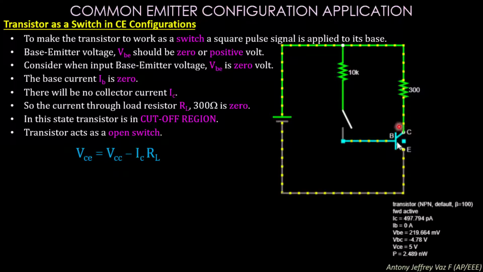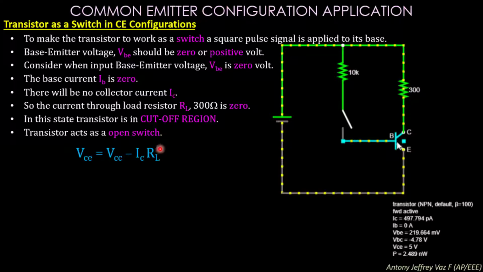So the mathematical equation shows that VCE, that is the collector emitter voltage, the voltage across the collector and emitter, will be equivalent to VCC minus IC RL. So the VCC is the supply of the battery, the supply voltage, minus IC, the current which is flowing through the load resistance. In this case it is 0, and the load resistance RL is 300 ohm.